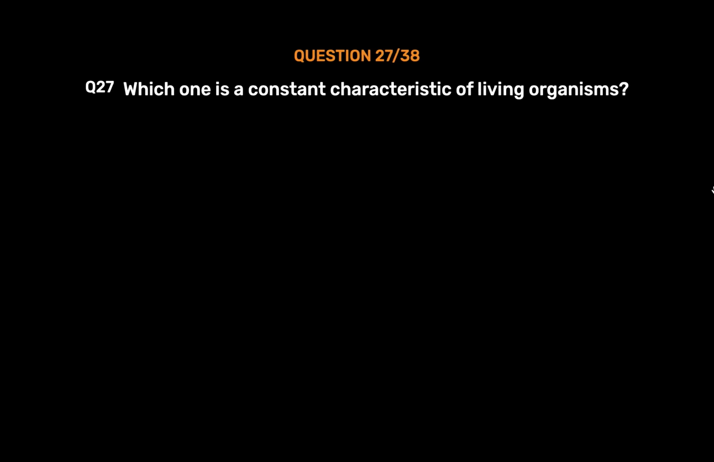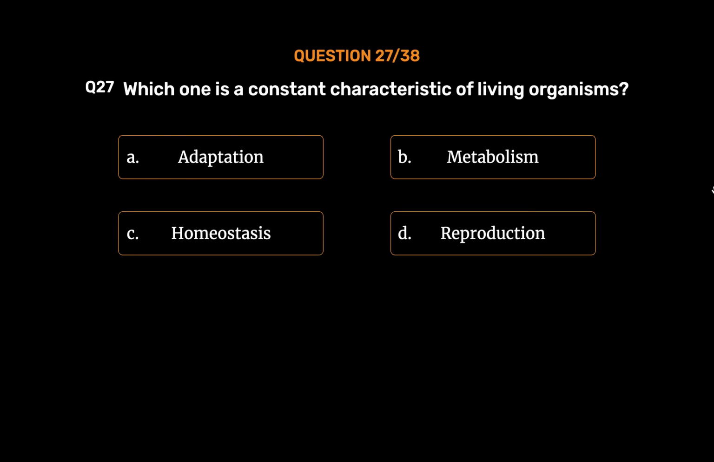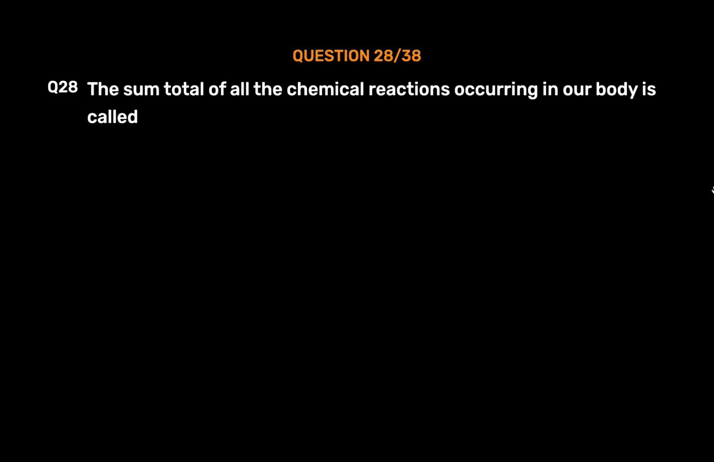Neither living nor non-living thing but a living reaction. Question number 27. Which one is a constant characteristic of living organisms? Option A. Adaptation. Option B. Metabolism. Option C. Homeostasis. Option D. Reproduction. The correct answer is Option B. Metabolism.